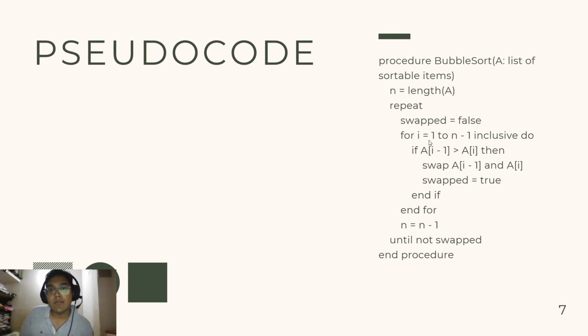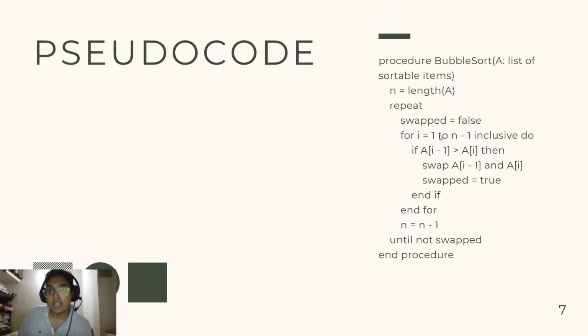Then the inner loop will start from 1. Here it is starting from 1 to n minus 1. So if it is starting from 1, the values will be a of 0 and a of 1 here, right? So the 0th element and the first element are the start.